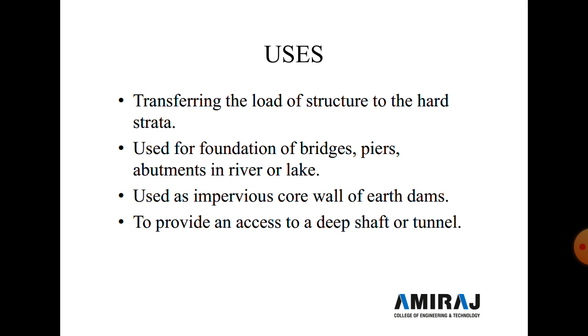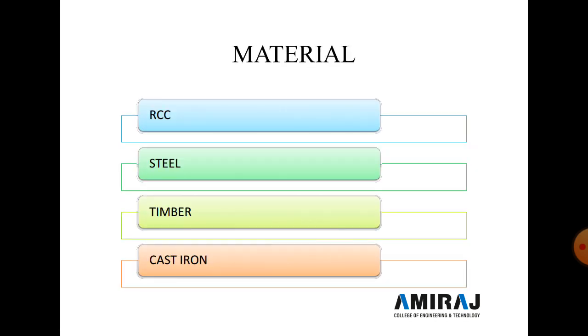The first use is transferring the load of the superstructure to hard strata. The second use of the caisson is as a foundation for a bridge pier or abutment in a river or lake. The third use is to improve the core wall of an earth dam. And the fourth use of the caisson is to provide access to a deep shaft or tunnel.